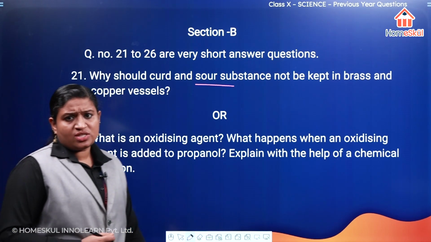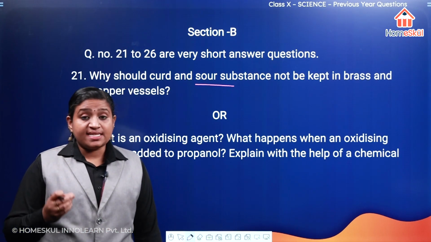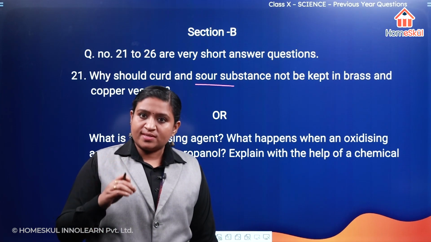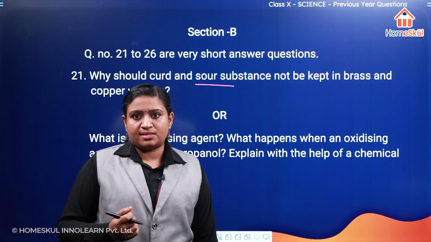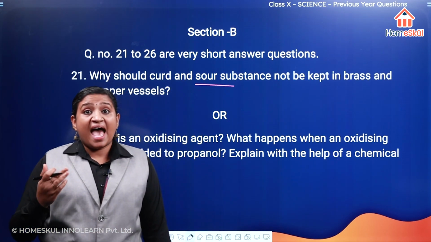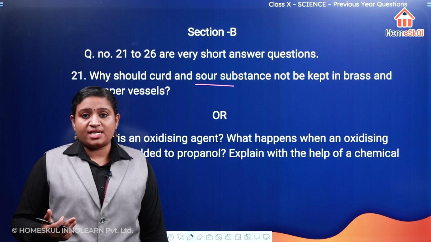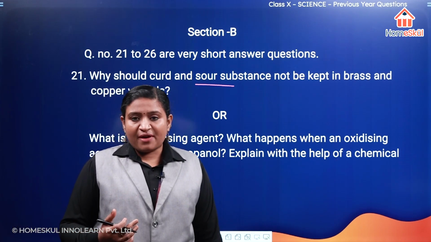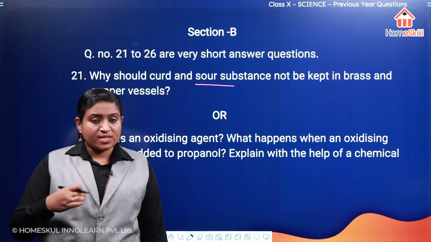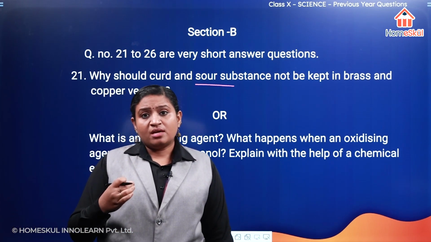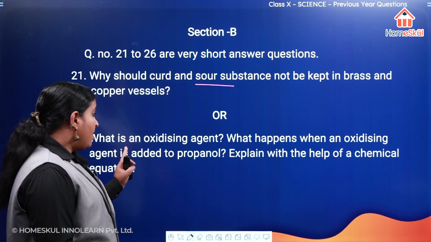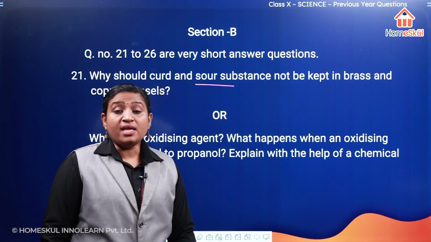What is an oxidizing agent? Yes, an oxidizing agent is a substance that is capable of adding oxygen to other substances, isn't it? And the main oxidizing agents include alkaline potassium permanganate or acidified potassium dichromate. So, when these oxidizing agents are added, it can convert an alcohol to the corresponding acid.